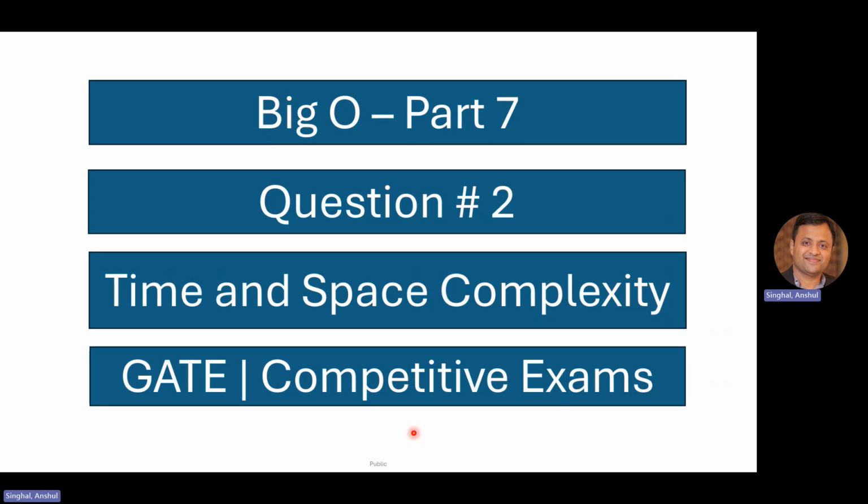Today is part 7. This is question number 2. We will be discussing time and space complexity. As I said earlier, Big O is a fundamentally important concept to learn because whenever we are writing any code, it is really important to understand its complexity, in the sense of how much space and time it is going to take to run this program or code as well.